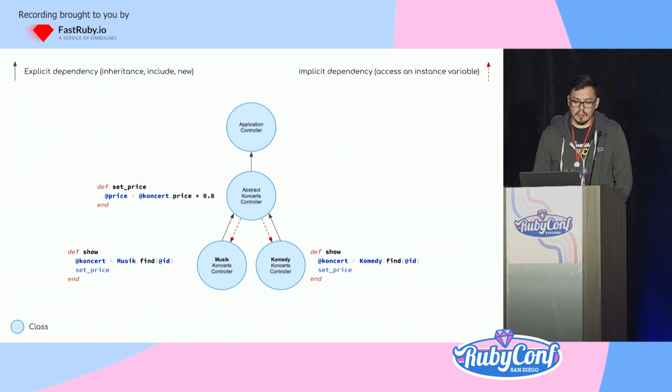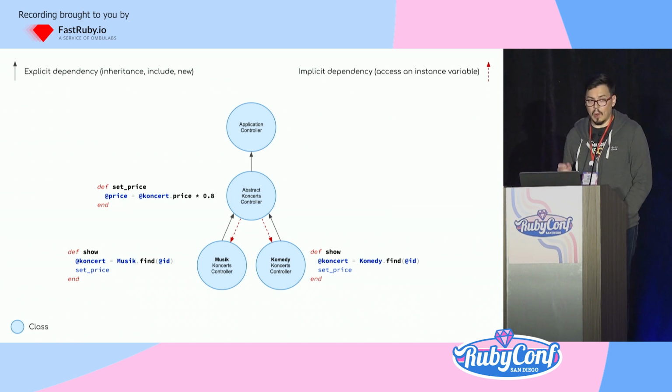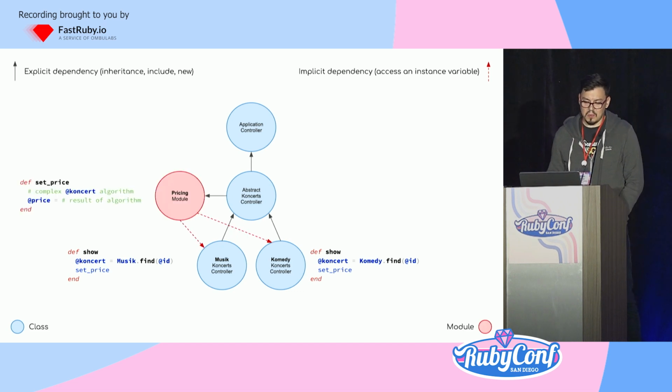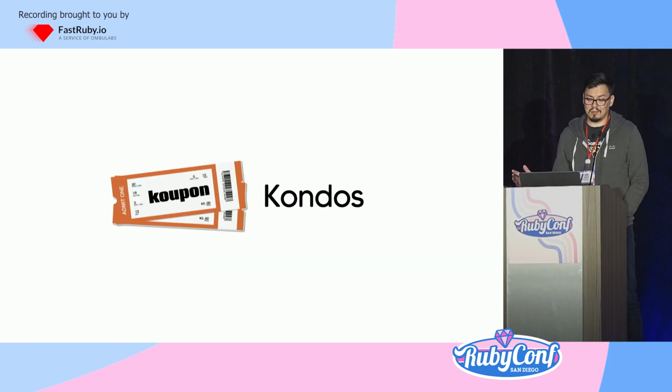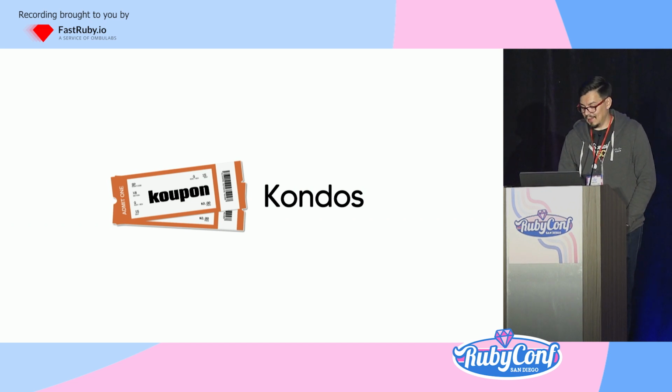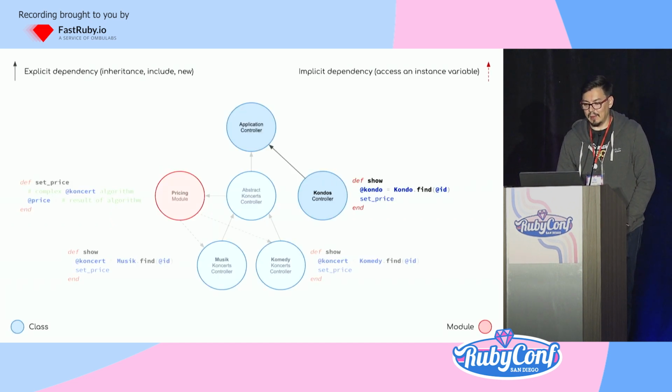Now, over time, the price calculation became quite complex. The controller was getting really big. So they moved the pricing code into a module, like so. So now, with business booming, Coupon decided to branch out. Turns out everyone needs a place to stay near a concert venue, so they went into condo rentals. And so the engineering team got busy again and built this. They created a new controller for condos.